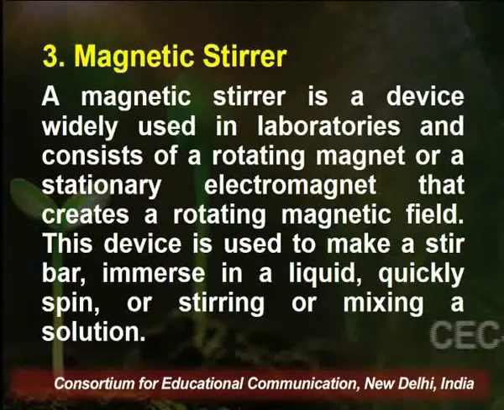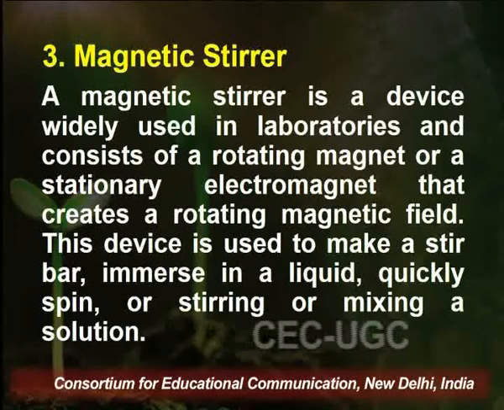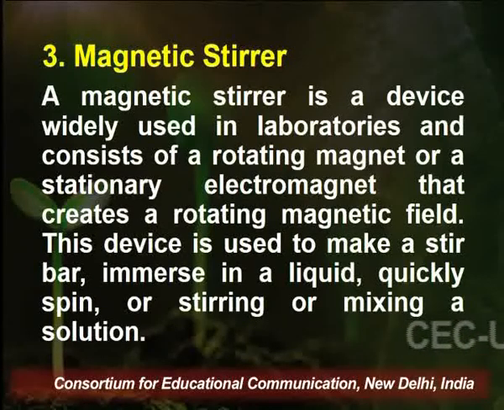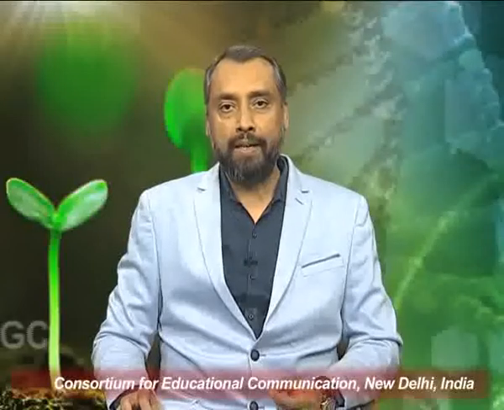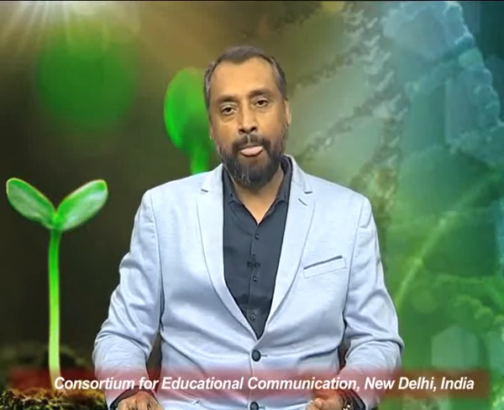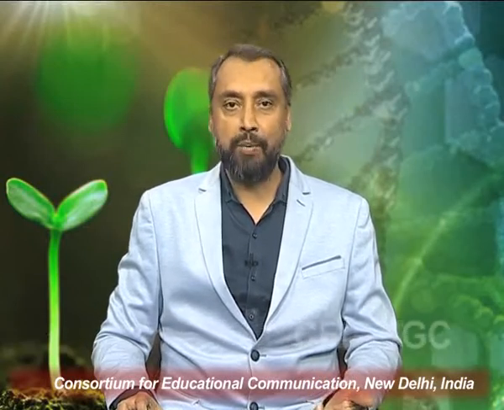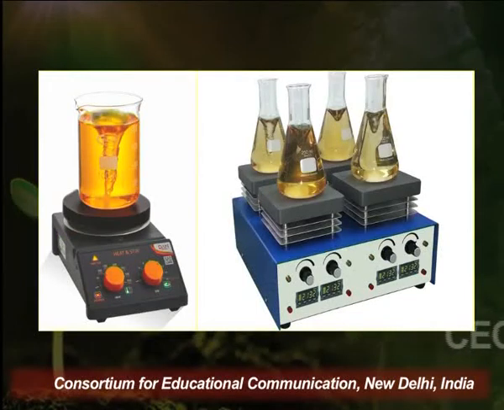This device is used to make a stir bar immersed in a liquid quickly spin, stirring or mixing a solution. So it is the stir bar which rotates under the influence of the stationary electromagnet or rotating magnet, and under this rotational motion of the stir bar, the solution also gets mixed up. These are the pictures of a very commonly used magnetic stirrer.